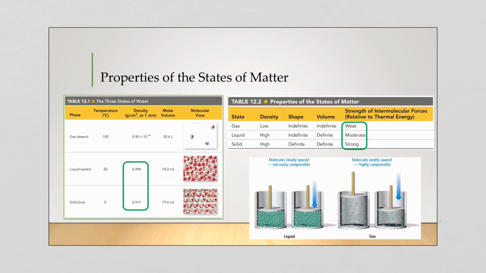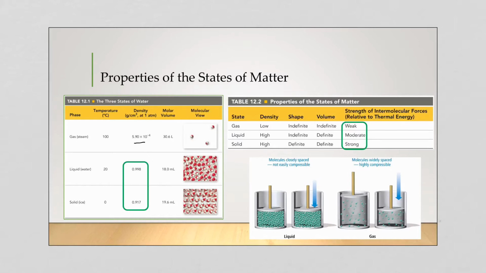We also know that those phases have different densities. As we've gone through the different chapters, one of the first things we talked about in the gas chapters was that gases have extremely low densities compared to their solid and liquid counterparts. And we can see that here. We can see that the density of steam is 5.9 times 10 to the negative 4, where the density of liquid water is very close to 1.